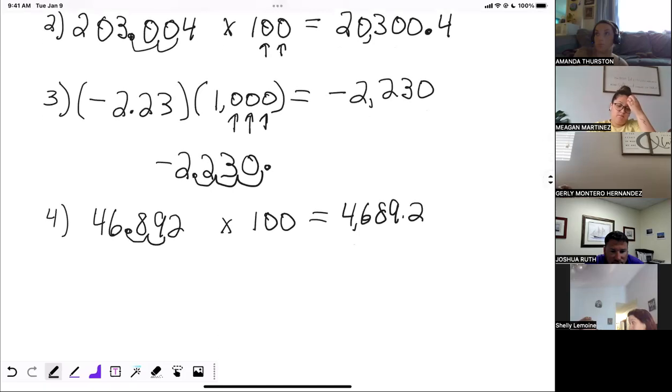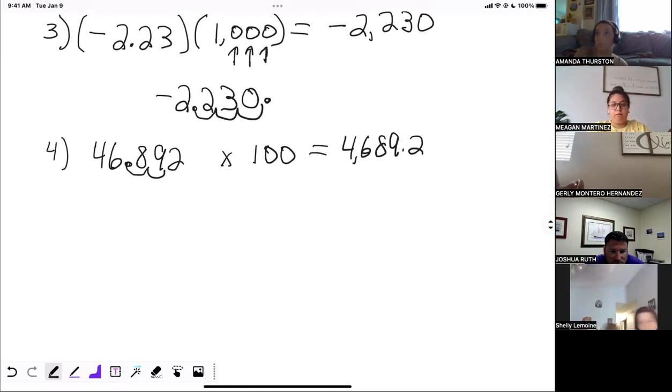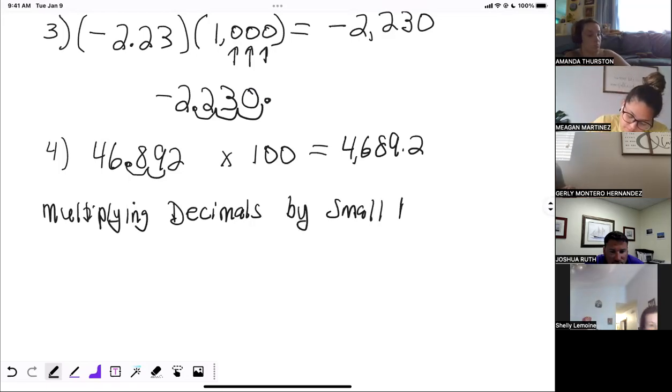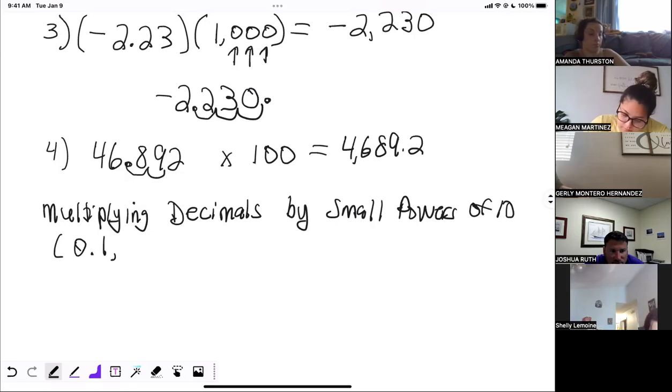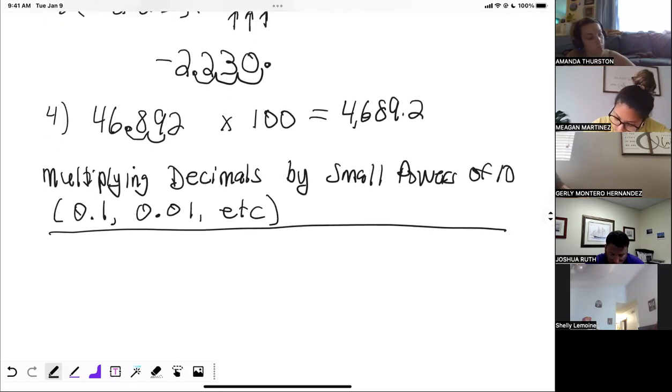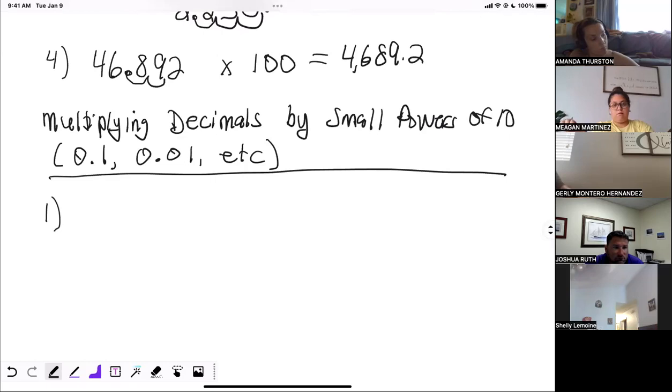So what do we do when we multiply by decimals that are smaller? So multiplying decimals by small powers of 10. And what I mean is like 0.1, 0.01, etc. Small powers of 10. For example, 42.1 times 0.1.